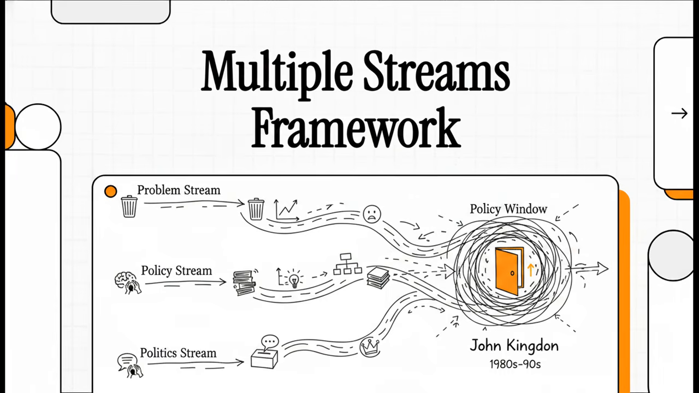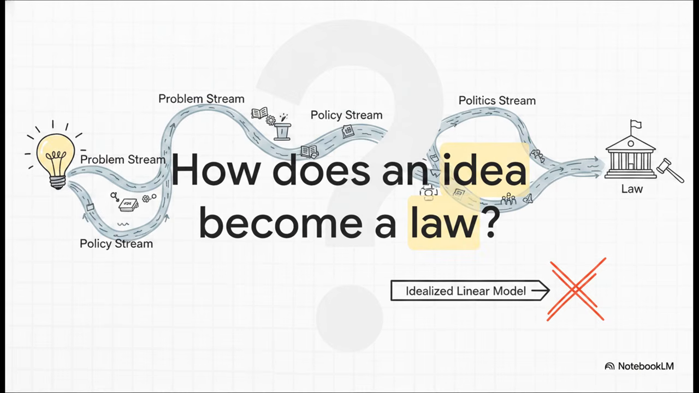Welcome to The Explainer. Today, we're diving straight into the messy, chaotic reality of how political change actually happens. We're going to be using a super powerful lens developed by John Kingdon, the Multiple Streams Framework, or MSF. It's basically the ultimate tool for figuring out why some issues suddenly become massive policy priorities, while others just totally fade into the background.